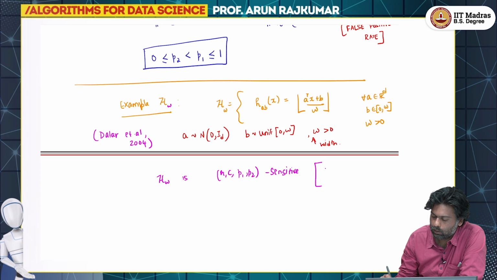Why? Because x minus y is inversely proportional to collision probability.